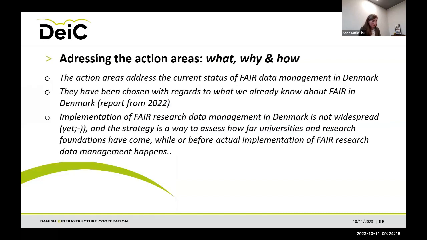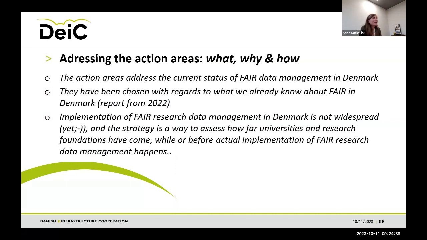So just again briefly, this work is about to start. So we are nearly there, and maybe even in line with the FAIR Impact Project, we can have a report on how things have been developing in Denmark.